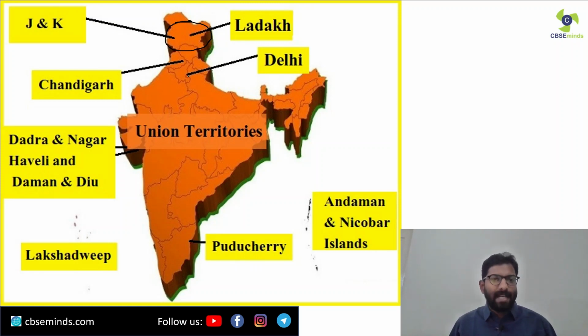Then you have Delhi, Chandigarh, and then you can see over here Dadra and Nagar Haveli and Daman and Diu. Clear? Earlier they were different, but now they have been merged. Now there is only one UT known as Dadra and Nagar Haveli and Daman and Diu. Then you have Lakshadweep over here. Then you have Puducherry, Andaman and Nicobar Islands. So these are the 8 union territories of India.